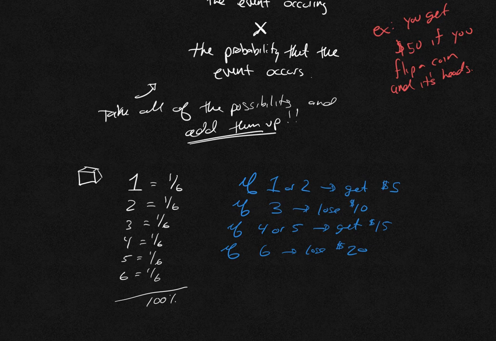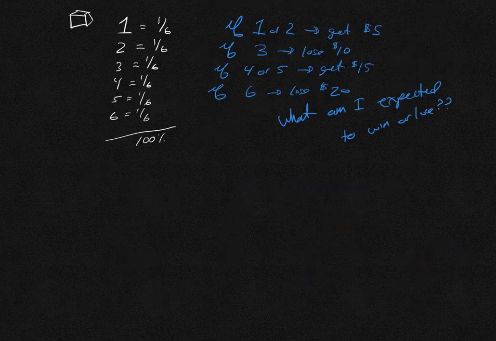What am I expected to win or lose? Like, what's the expected outcome? Well, like we said, it's always going to be the probability times the payoff, and then we just add them up. Again, this is what you really need to remember: probability times the payoff, and add them up.